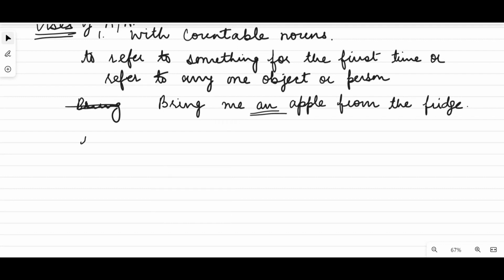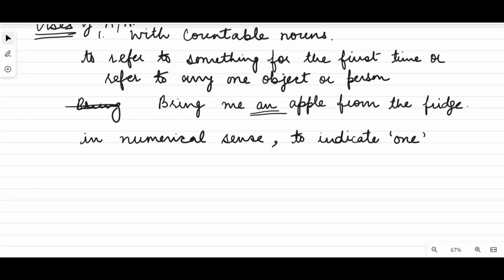Now the next is in numerical sense, to indicate one. When we have to indicate one, for that also we use a or an. Like we have a car. So what does it mean? That we have one car. I saw an orange among the apples. See, in our hand, we have four fingers and a thumb, means one thumb we have. Got it?